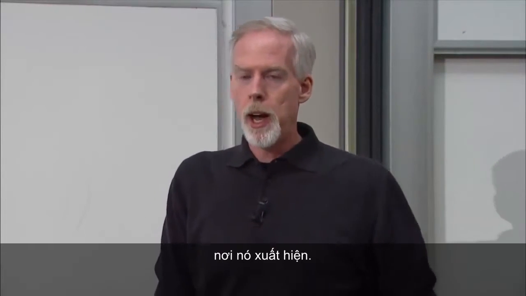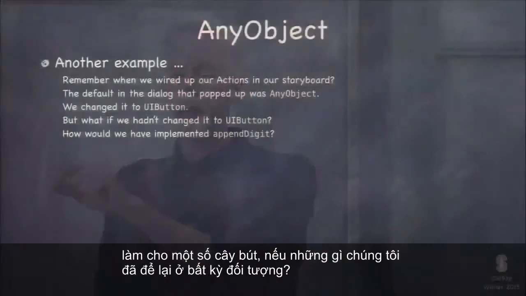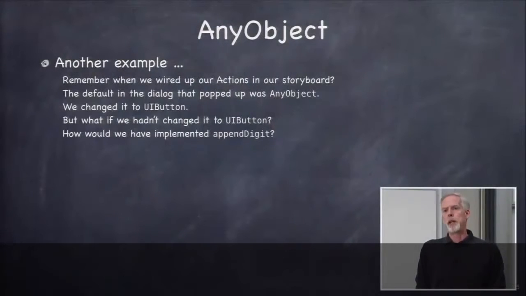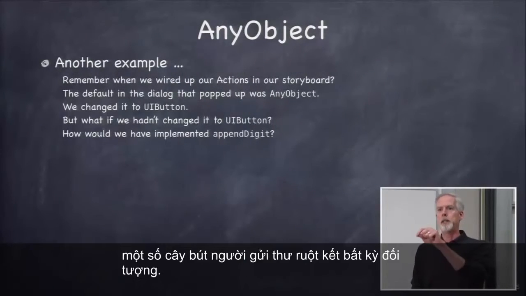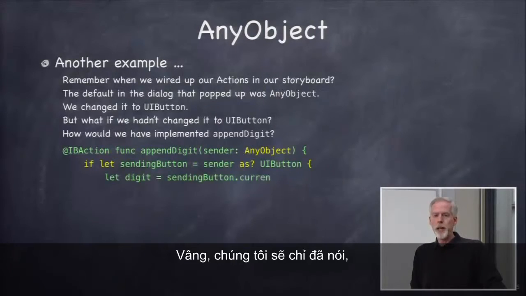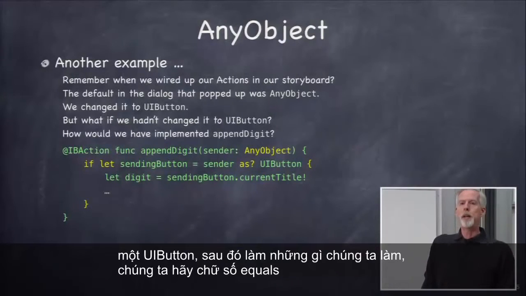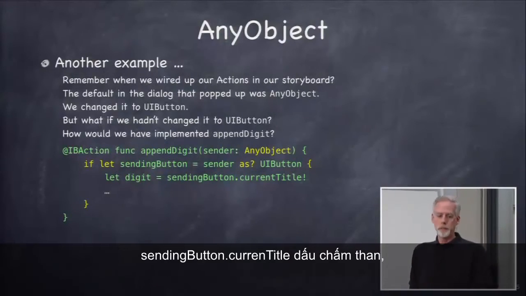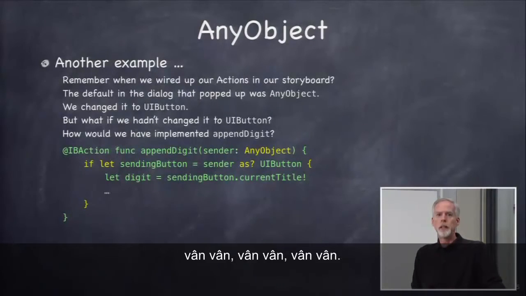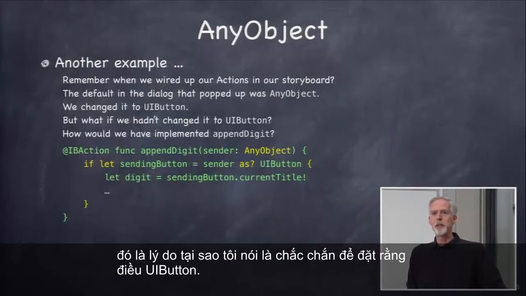Another example of any object and where it appears. If we hadn't changed it, when we control dragged to make append digit, what if we had left it any object? Okay, so we had append digit sender colon any object. How could we have dealt with that? Well, we just would have said, if we can let the sending button equal sender as a UIButton, then do what we do. Let digit equal sending button dot current title, exclamation point, et cetera. Make sense? But we didn't want to put that extra if let, and I hadn't taught you about as, so that's why I said be sure to put that thing UIButton. All right?